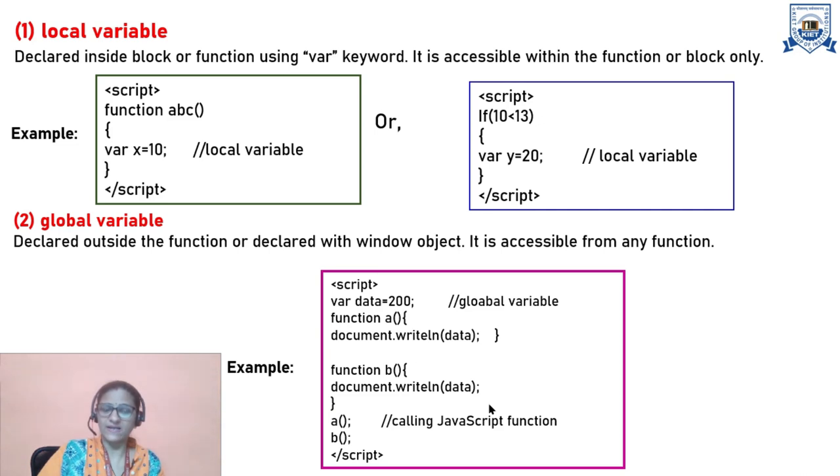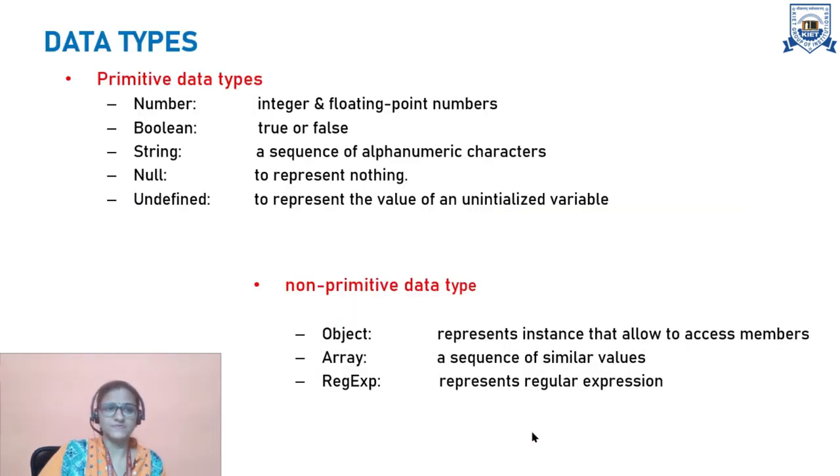Now in function A, inside this function A, we are printing the value of this data. Again, with function B, we are using this variable data. So whenever we call function A and function B, the value of the variable data can be accessed successfully over here because it is global.